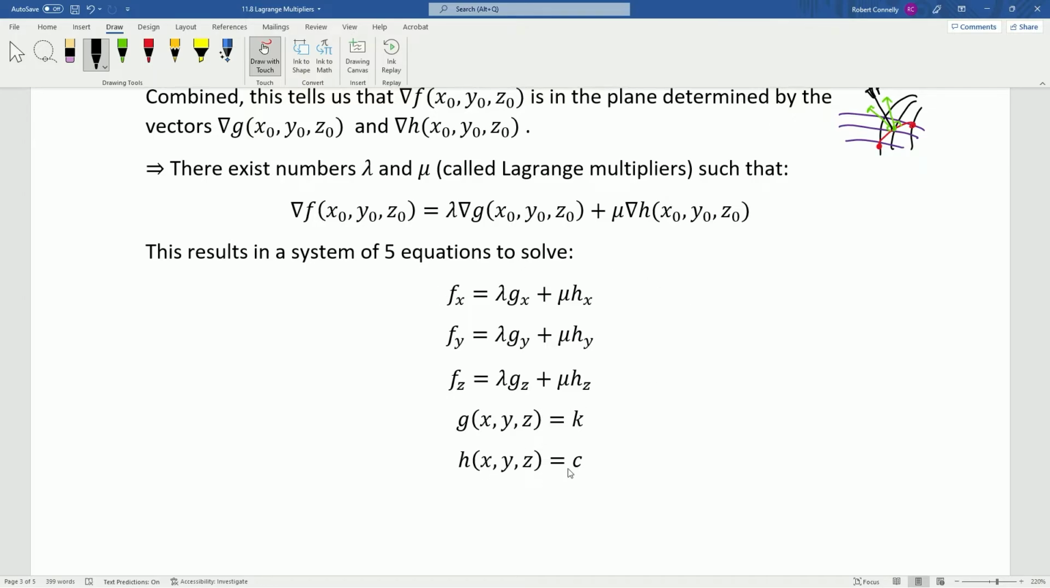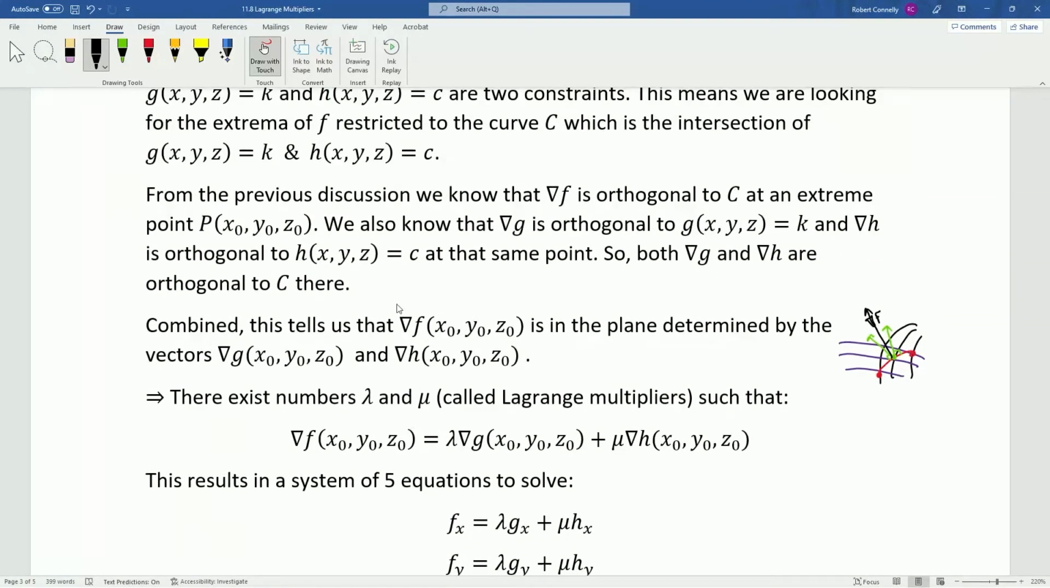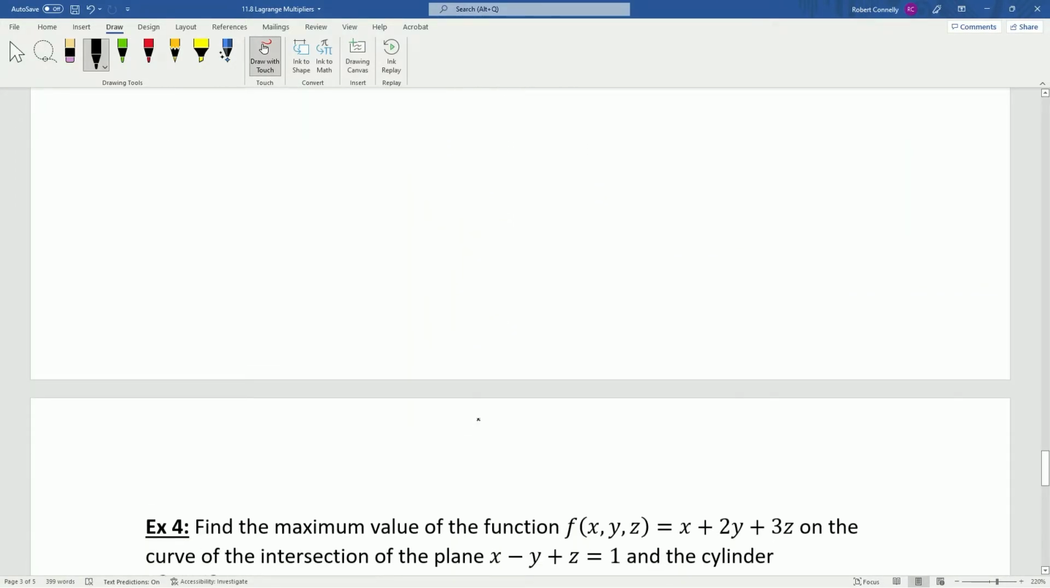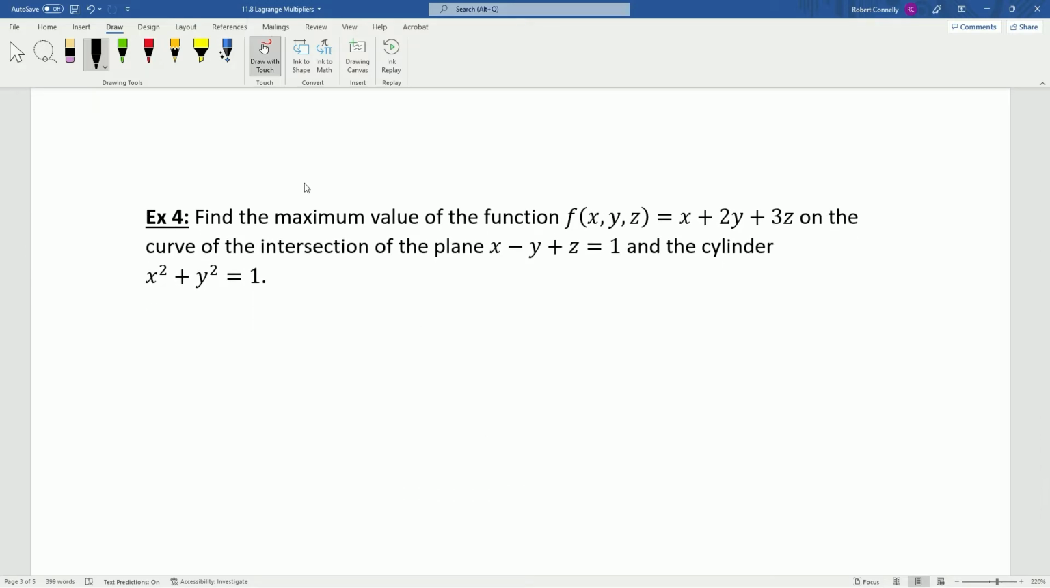So you can see that this is a little bit more involved than the previous approach, but that kind of makes sense since the problem itself is more complex and involves multiple constraints in the equation. So let's take a look at an example problem here. Find the maximum value of the function f of x, y, z equals x plus 2y plus 3z on the curve of the intersection of the plane x minus y plus z equals 1 and the cylinder x squared plus y squared equals 1. So first, let's find our gradients.